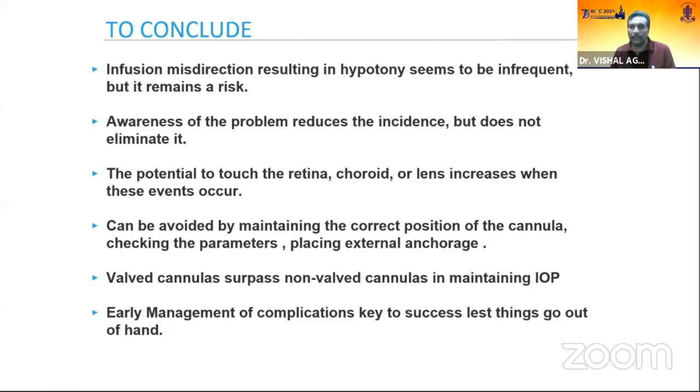And awareness of the problem reduces the incidence, but does not eliminate it. Touch to the retina, choroid, and the lens are the potential complications when hypotony occurs, and can be avoided with all the points we have already discussed, like correct positioning of the cannula, checking the machine parameters, and placing external anchorage like taping the 23 gauge infusion pipe. Of course, valved cannulas are a huge advantage over non-valved in maintaining the IOP, and early management and detecting the cause of the hypotony is the key to success, lest things go out of hand. Thank you.